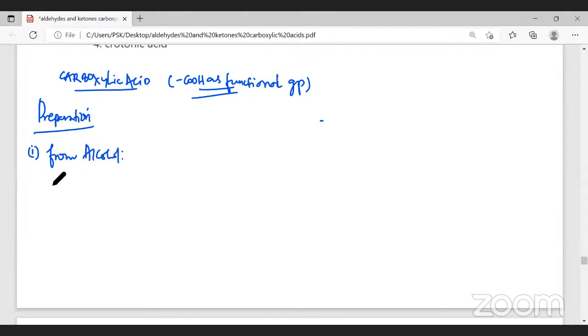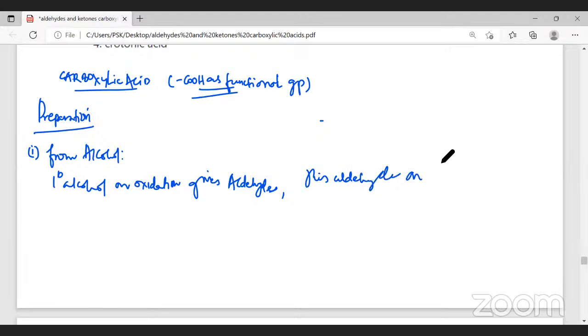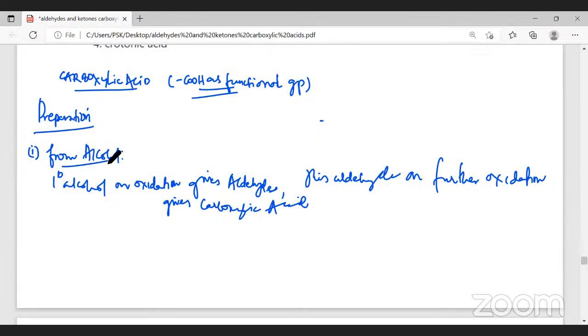Now, we all know that primary alcohols on oxidation give aldehydes. This aldehyde on further oxidation gives carboxylic acid. Now, the first method of preparing a carboxylic acid is by oxidation of primary alcohol.